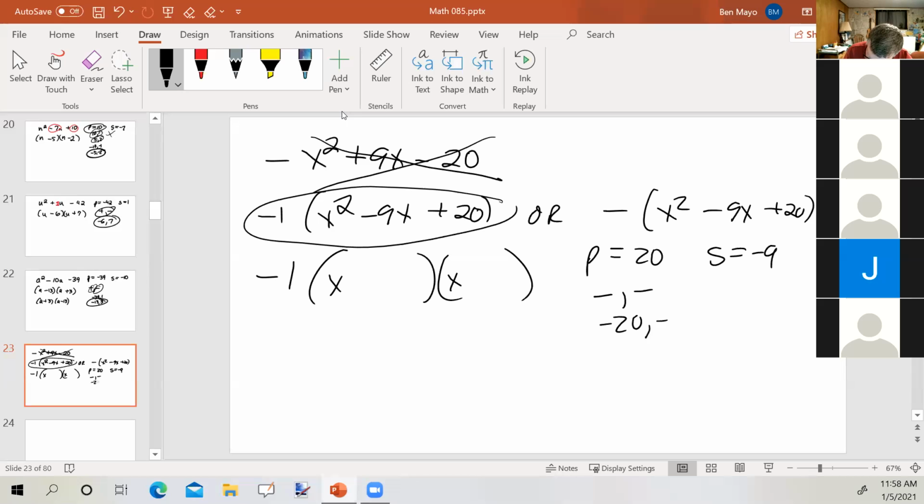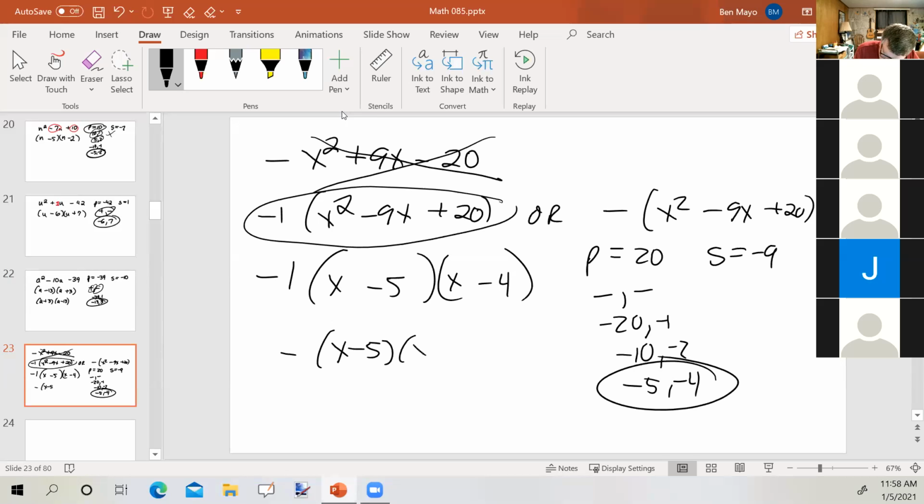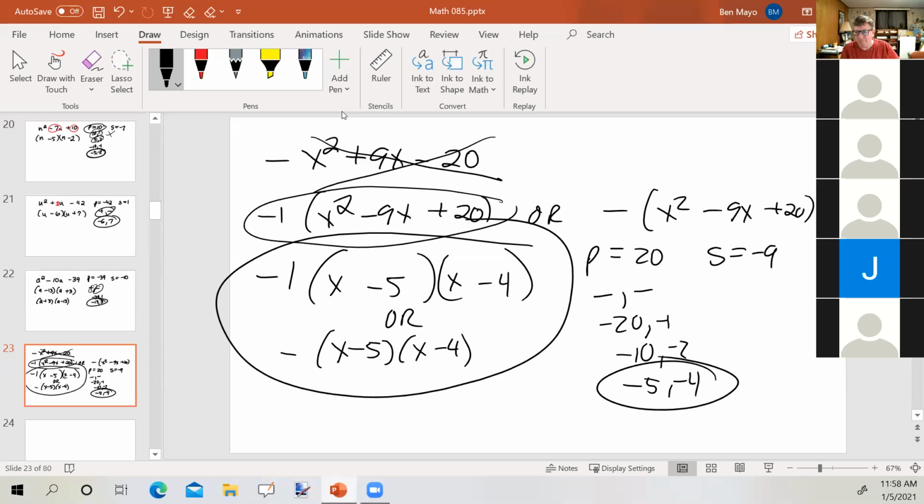Let's see, negative 20 and negative 1, negative 10 and negative 2, negative 5 and negative 4. Oh, there they are. Now, you don't have to write all the possibilities like I'm doing. If you can see that the answer is negative 5 and negative 4, you can go right there. But I'm just going through the thought process of, well, let's try this, let's try this. If you can see it, you don't have to go through all those intermediate steps. So there's my answer, or again, I could write it like that. So either one of those. Any questions there?